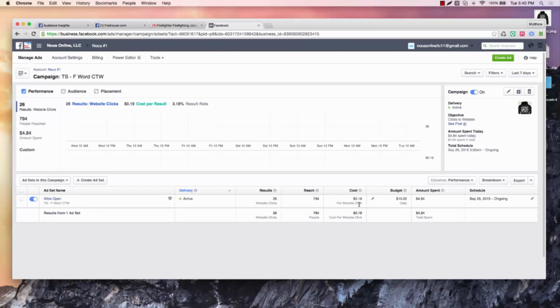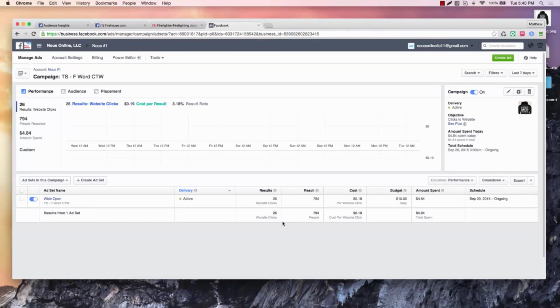We're getting a good response. People are clicking on the ad. You can see it's wide open. I'm using the right-hand side. I'm using the news feed on both desktop and mobile. I did take off the audience network. Do not run on the audience network, but everything else we're good for on this one.